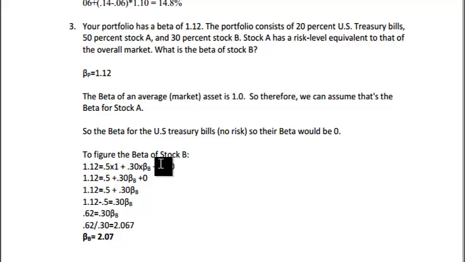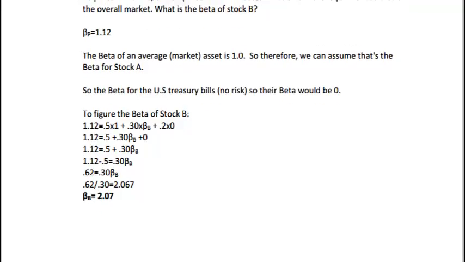You can see this contributes no risk to our portfolio, but we still need to do some algebra and solve for the beta of B. When we do that, it suggests the beta of stock B is 2.07. If you have any questions about question 3, please let me know. Going on to question 4.